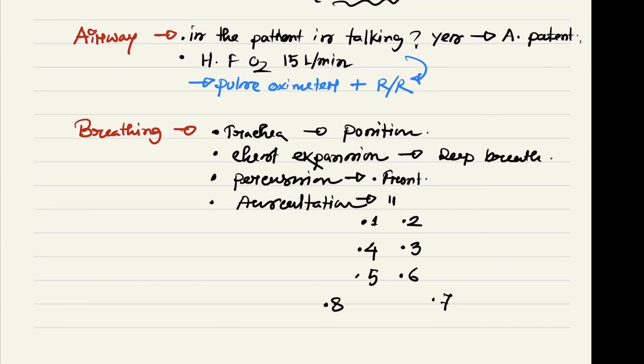Next, ask the patient, can you sit up? I will be holding you and I'll help you. Then again, go for the auscultation only on the back. On the back, go for the auscultation. 1, 2, 3, 4, 5, 6, 7, 8, 9, and 10.